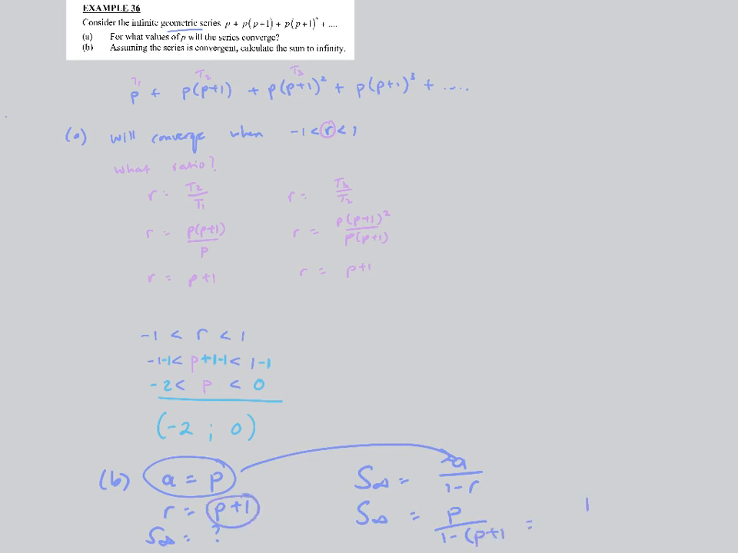So that means it's p over 1 minus (p plus 1), and you must just subtract the p and the 1 from that. Then you're just going to get p over minus p, which is equal to minus 1. Oh, that's a minus 1. So, right, so minus 1. All right, I think that's quite a nice question.